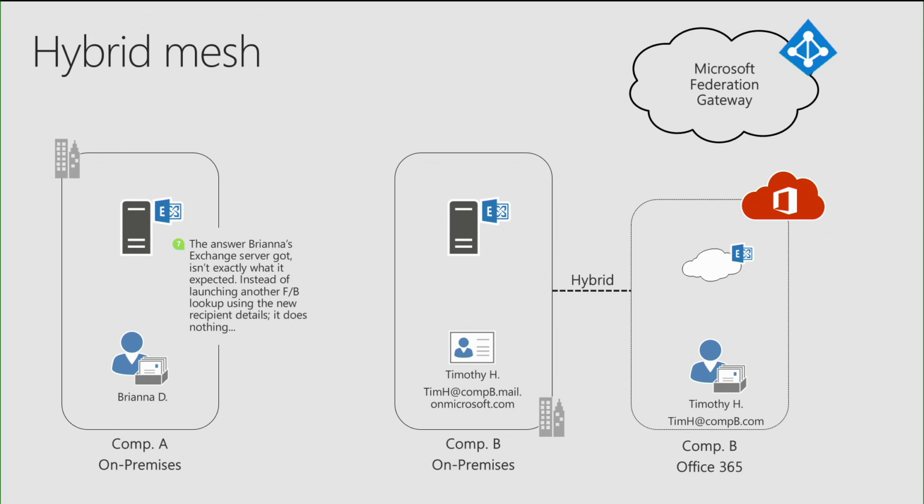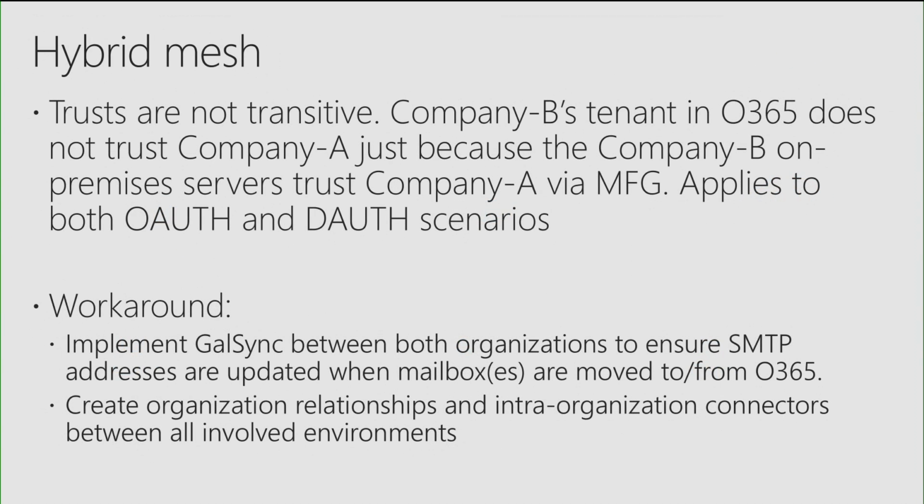So the answer that the Exchange server gets in Company A is, you can think of it as a referral to go talk to Office 365, but in this particular case, Company A doesn't have any sort of organizational relationship established with that organization in Office 365 for Company B. So nothing can happen from this point forward, and Brianna and her scheduling assistant within Outlook won't actually be able to see FreeBusy information. So understand, trusts are not transitive.